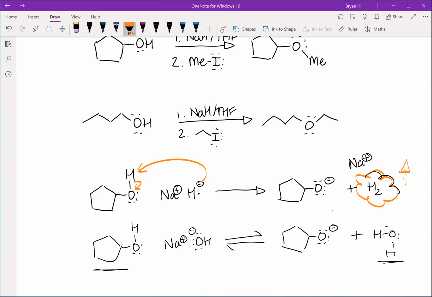So we want this to be our reactive group, not hydroxide. So we always try to do reactions in which it completely converts our alcohol and deprotonates it. So sodium hydride or potassium hydride are going to be our go-to reagents for anytime we want to deprotonate an alcohol.